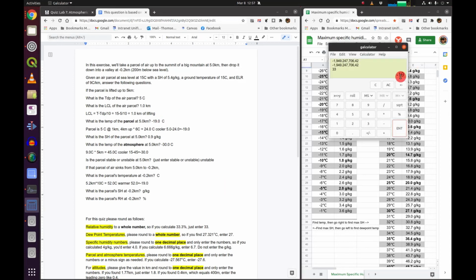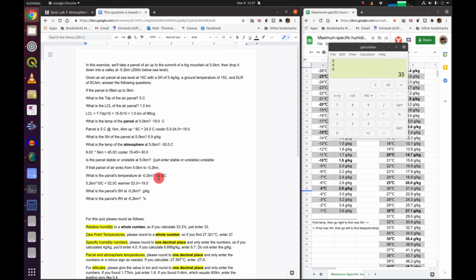I'm going to call it my trusty calculator. So we've got negative 19.0, and then we're going to warm by 52 degrees. 52 plus, we get 33.0 for the parcel's temperature on the ground. 33.0.